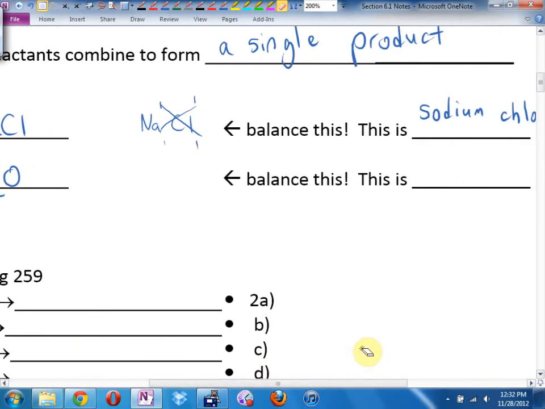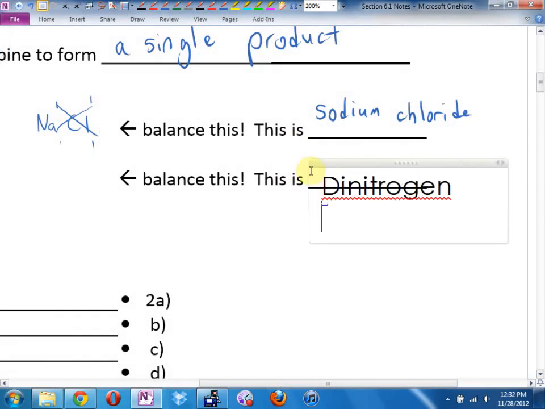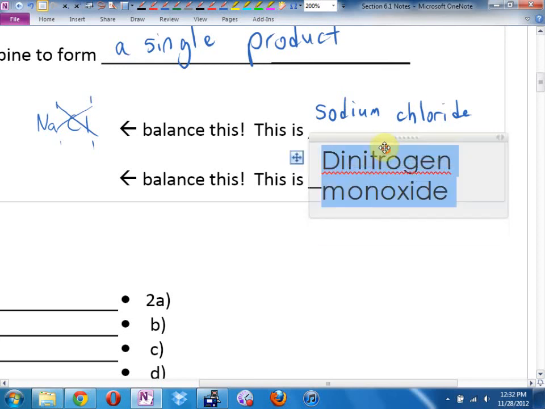So we would call this dinitrogen monoxide. Let me push that up a little bit, Mr. Dewick. How about dinitrogen monoxide? And this is special. You know what? It's not a polyatomic ion. That's why it's not crisscrossed. You know what this is? This is nitrous oxide. This is laughing gas. So you may have heard of it. The dentists used to use this as an anesthetic.